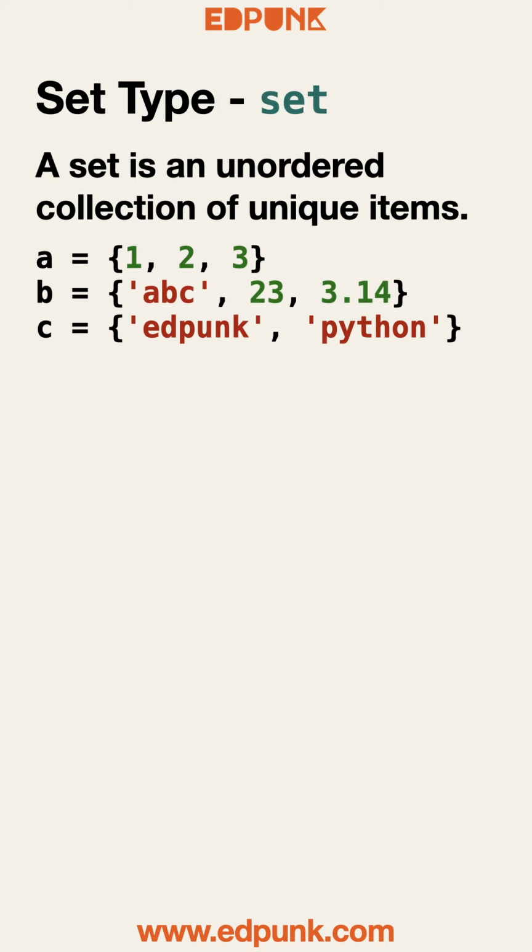Moving on to the next data type. A set is an unordered collection of unique items of same or different data types, which are enclosed in curly braces. In a set, no items are repeated, and compared to sequence types, the items are not ordered, so they cannot be accessed based on any index. Some example sets are a set of items 1, 2, 3, a set of items 'abc', 23, 3.14, and a set of items 'EdPunk' and 'Python'.